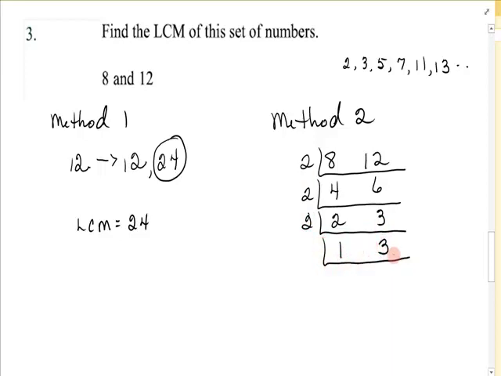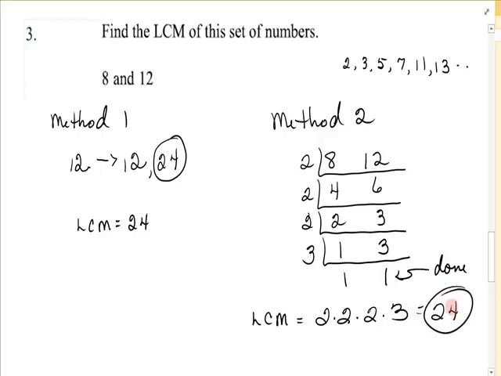Obviously, 2's not going to work anymore, but 3 will. Bring down the 1. 3 goes into 3 one time. Remember that all 1's down here means you're done. And the least common multiple is 2 times 2 times 2 times 3. 2 times 2 is 4, times 2 is 8, 8 times 3 is 24. Same answer, you pick the method.